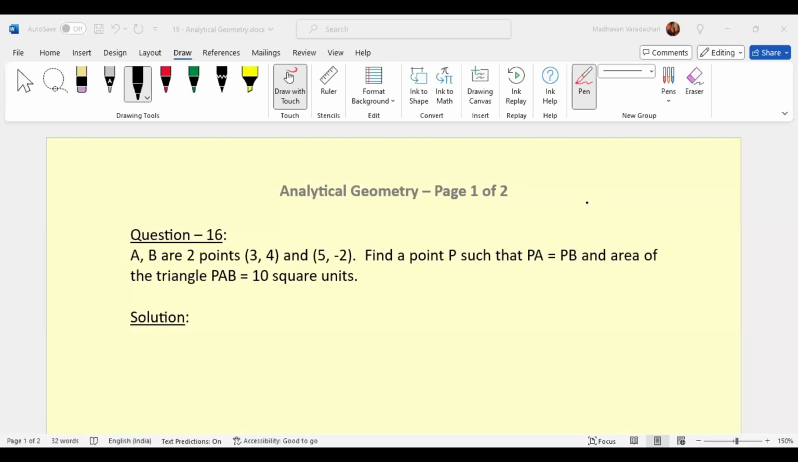Hello everyone. In continuation to our topic analytical geometry, this is question 16. A, B are 2 points 3, 4 and 5, -2. Find a point capital P such that PA is equal to PB and area of the triangle PAB is 10 square units. Let us draw first a triangle.